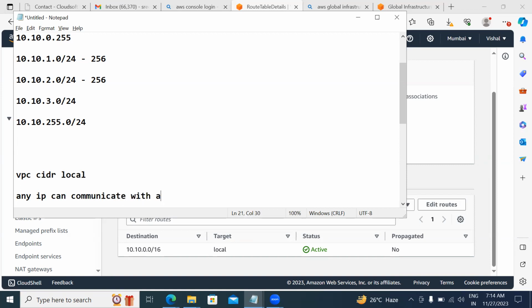VPC side. Any IP can communicate with any IP in the VPC. You need not do any setting. Who gives that implicit local router for us? AWS is going to give. So within the range of the 10 dot series, any IP can communicate with any IP, even those that have been spread across 2 different zones also.